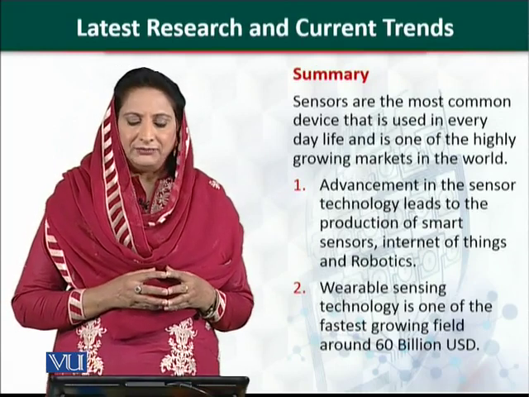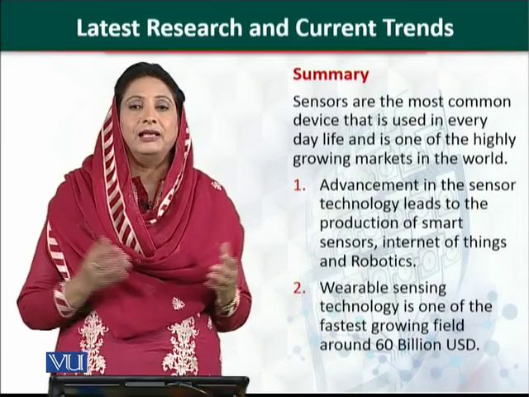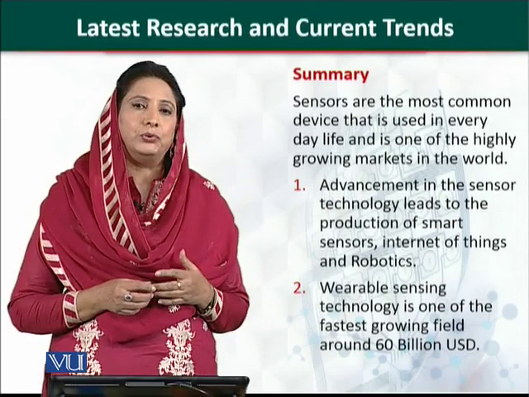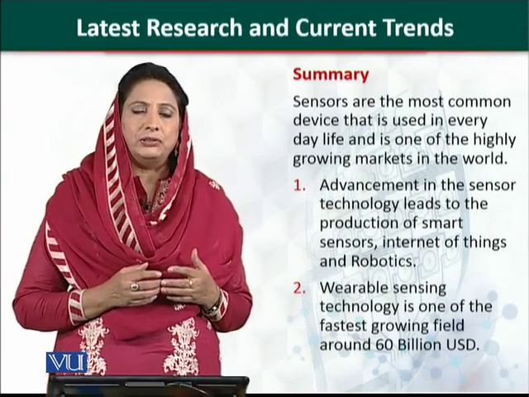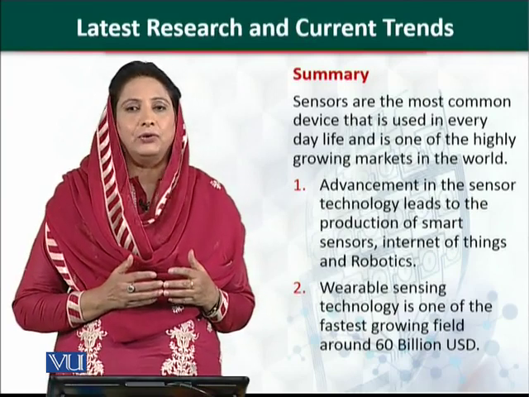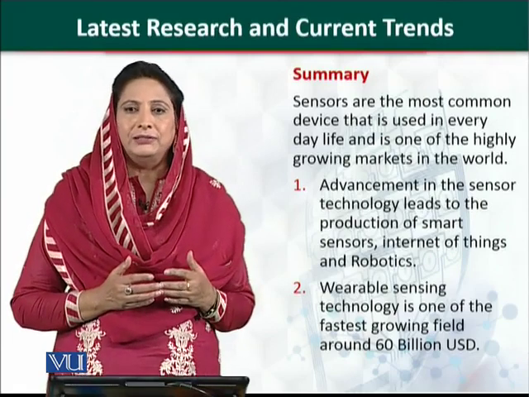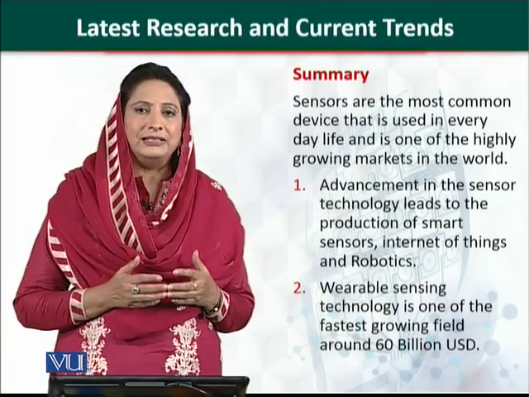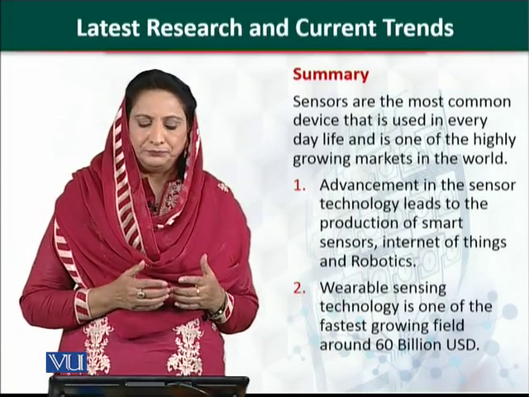So, in summary, we can say the sensors are the most important devices and we use them in daily life, and this is the highest growing market in the world. Advancement in the sensors includes robotic sensors, smart sensors, and Internet of Things. The Internet of Things is commonly used in our daily life, but the main thing is that it is interfering with the privacy of the people.